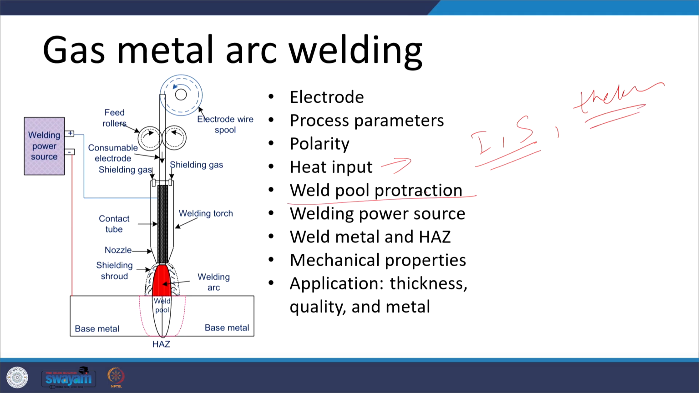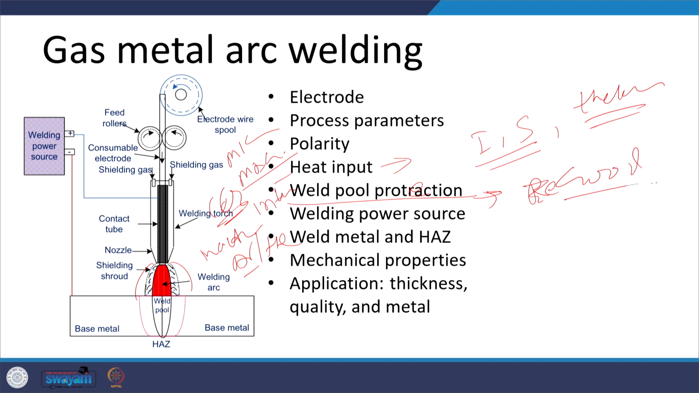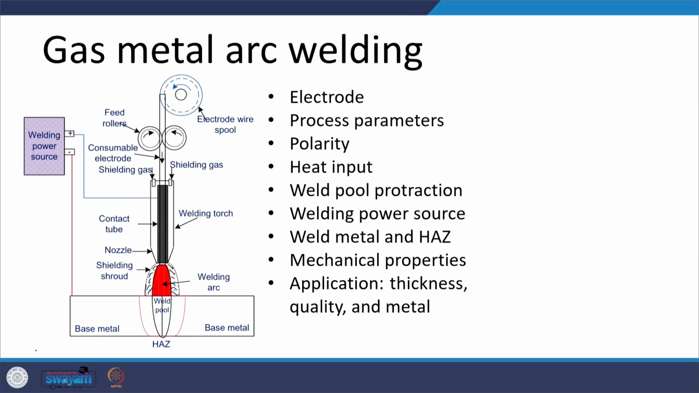The protection of the weld pool here is provided by the shroud or the cover produced by the inactive gas in case of the MAG welding, or it can be inert gas in case of the MIG welding. In case of the MIG welding, it can be inert gas like argon or helium, otherwise it can be CO2 also. So, the protection is reasonably good, and that is why the welding process provides reasonably good quality weld joints.